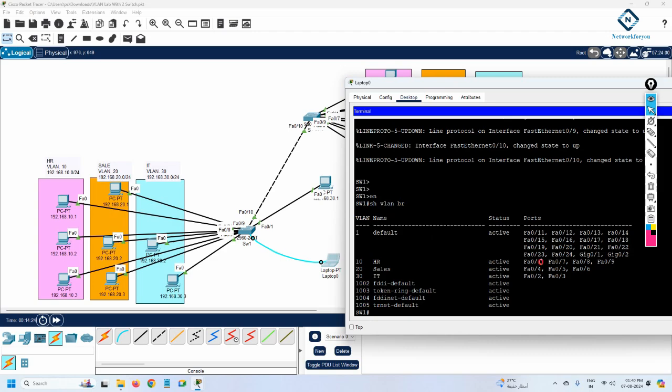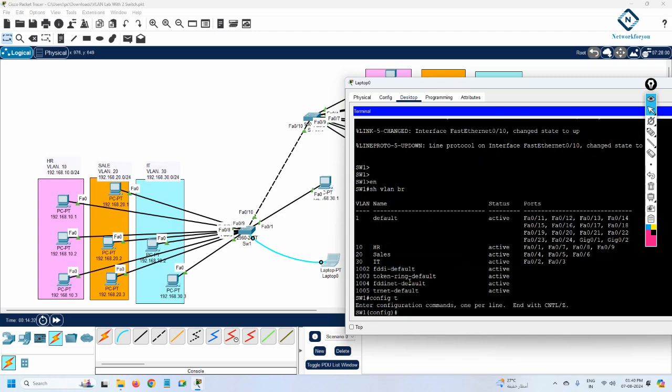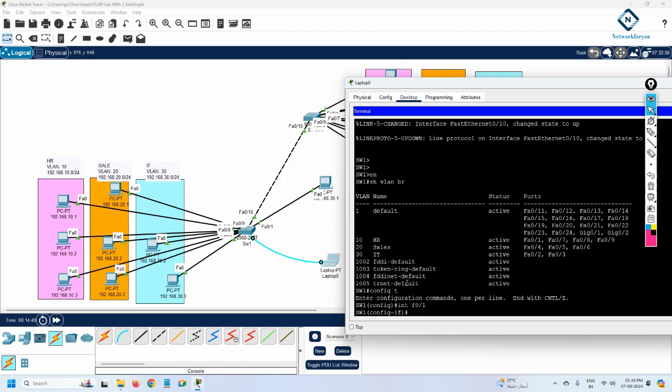So what we need to do is move this interface from VLAN 10 to VLAN 30. How can we move it? First of all, we go into global configuration mode. After that we write interface, and whichever interface you want to move, put that interface. We need to move interface F0/1. When I enter interface F0/1, if you see here, before we were in the configuration mode, now I am inside the interface mode.